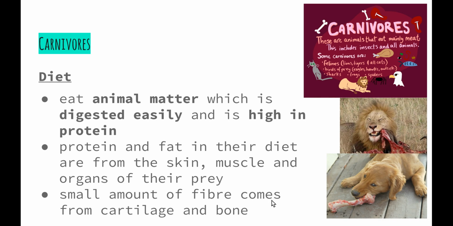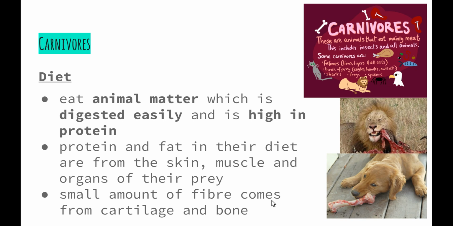So let's now compare our herbivores with our carnivores. We know that the diet of our carnivores means that they eat animal matter, which is digested easily because protein is quite easy to digest. The protein and fat in their diet comes from the skin, muscles, and organs of their prey, and a small amount of fiber comes from cartilage and bones that the organisms eat.